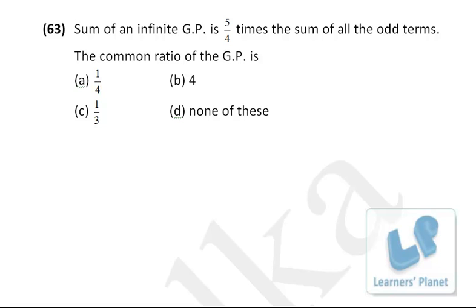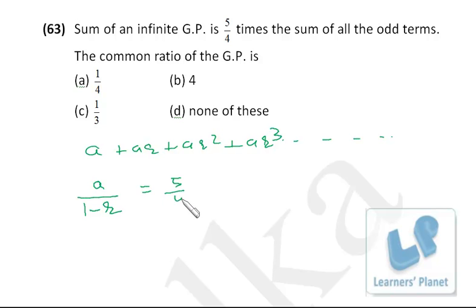Sum of an infinite GP is 5 by 4 times the sum of all the odd terms. Now I assume the GP to be a, then a plus ar square plus ar cube and so on. Okay, now the GP is going till infinity. Now what will be the sum of this GP? That is a upon 1 minus r, right? Sum, and that is actually 5 by 4 times the sum of all the odd terms. Now all the odd terms, that means first term, third term, fifth term and so on.